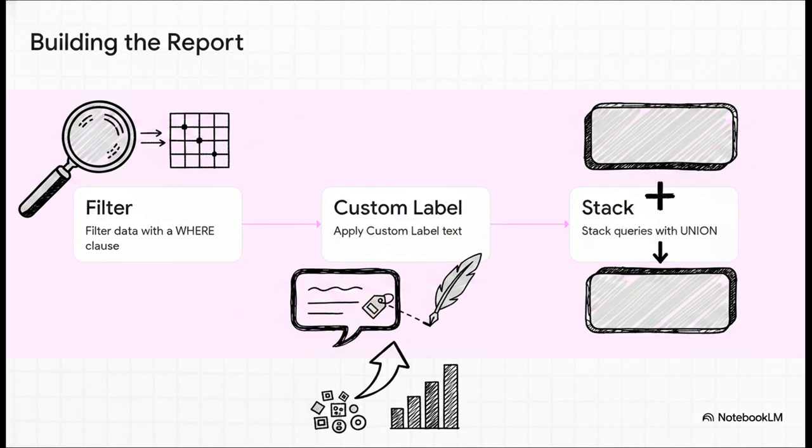To build this kind of executive report, we just follow 3 logical steps. Step 1, we filter our data using a where clause. So maybe we isolate specific ages or salary brackets. Step 2, we inject a custom label text directly into the data. And step 3, we stack these newly labeled queries together using our union operator. It's a very systematic approach that totally transforms raw data into a compelling narrative.